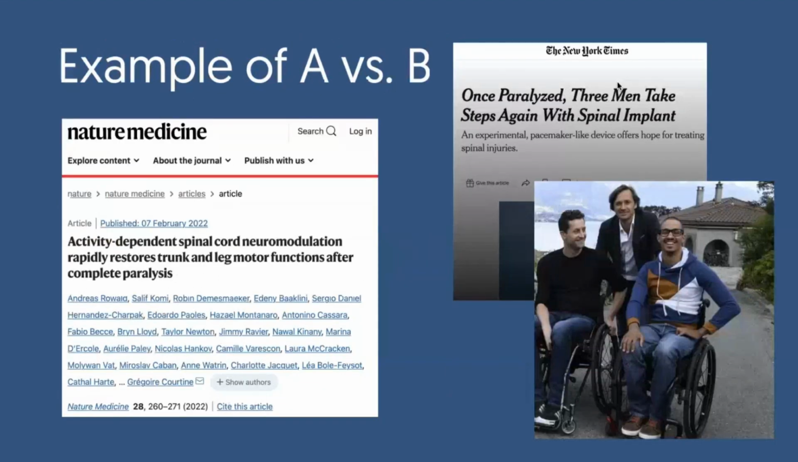I show this example here. That's an example where exactly you have a paper. There was an EPFL paper, which is in the center on the left, published in Nature Medicine. We, the scientists, show that we can restore movement in people injured in paralysis, right?